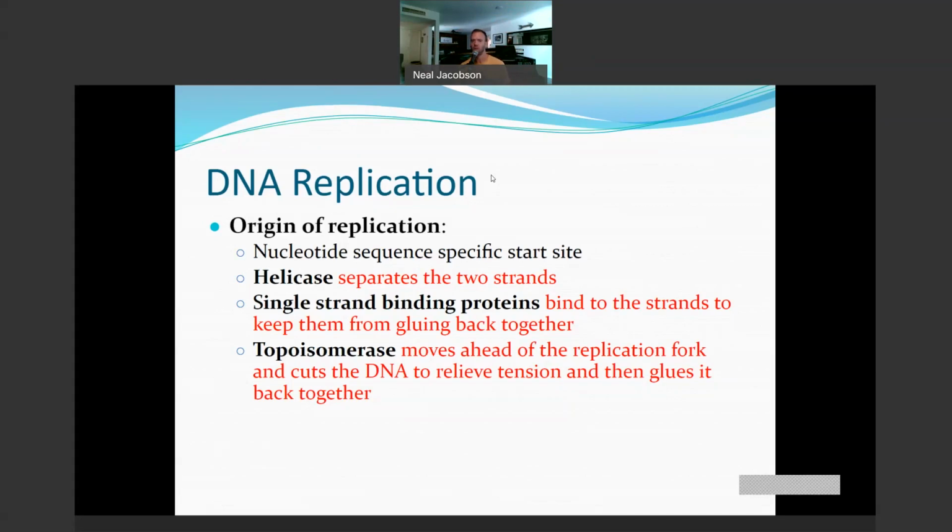And so topoisomerase is the enzyme that moves ahead of the replication fork. It cuts the DNA, literally cuts it, and allows it to spin. And then once that tension is relieved, it glues the two strands back together. Okay, so it's kind of a cool enzyme.